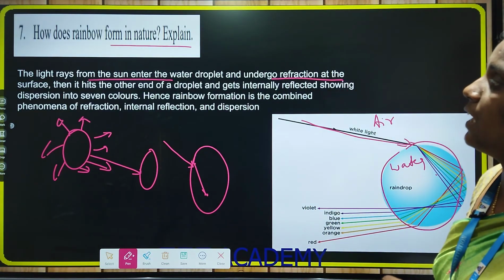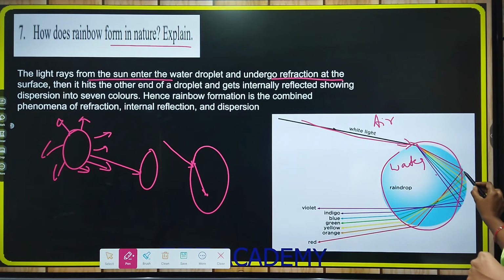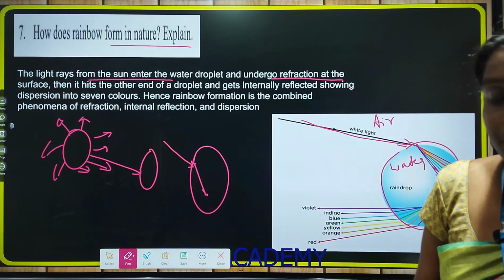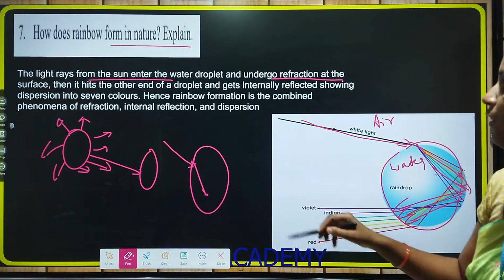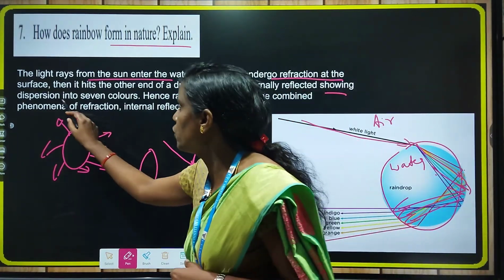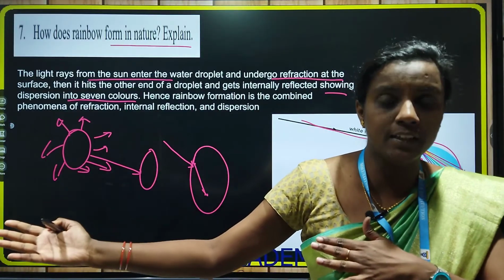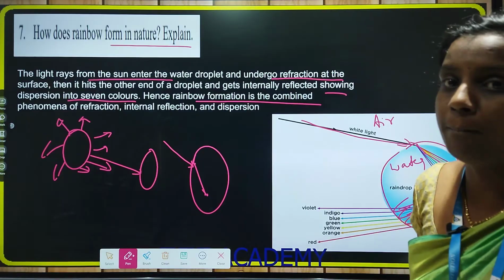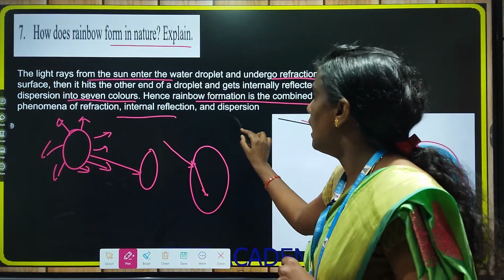Then it hits the other end of the droplet. Whichever light is refracting, it will hit the other end of the droplet, right? Fine. And gets internally reflected. Again it is getting internally reflected, showing dispersion into 7 colors. So, what happened here? White light is dispersing into 7 colors. Hence, rainbow formation is a combined phenomenon of refraction, internal reflection and dispersion.